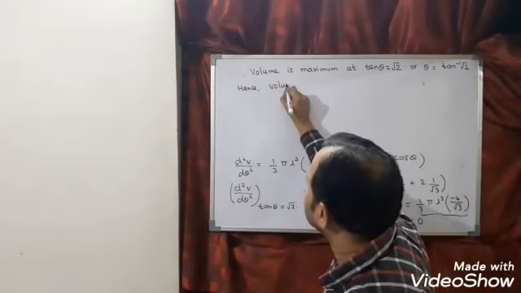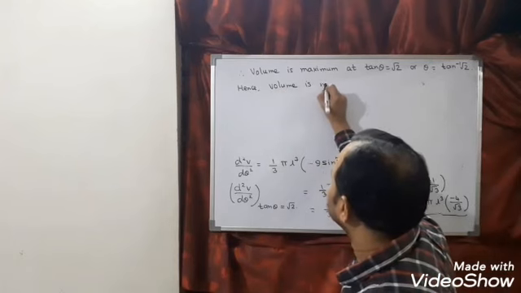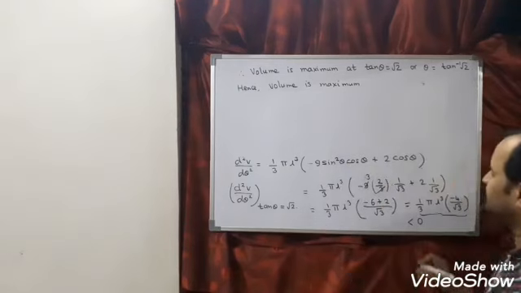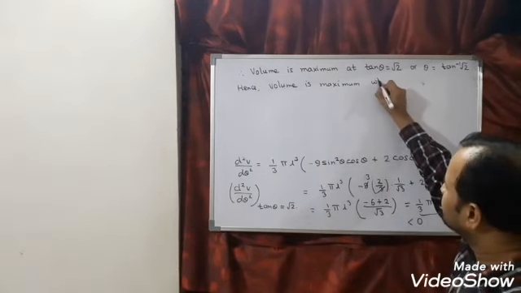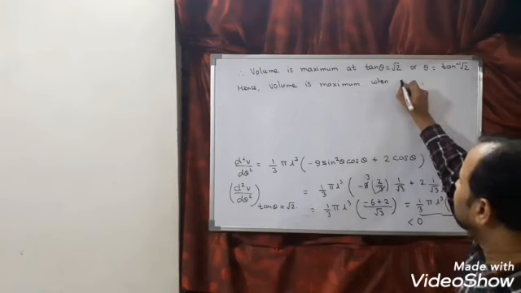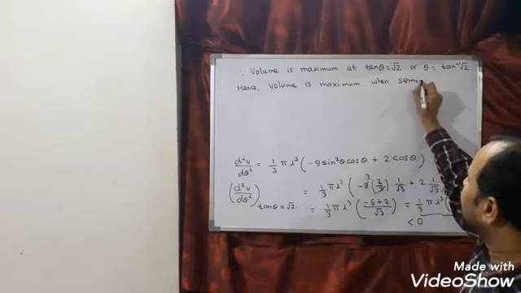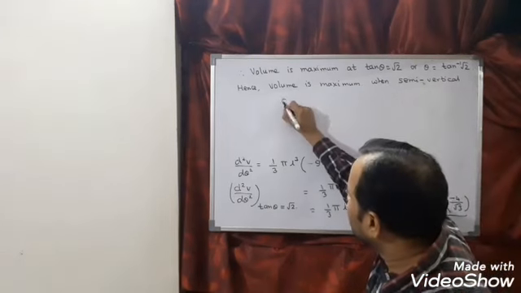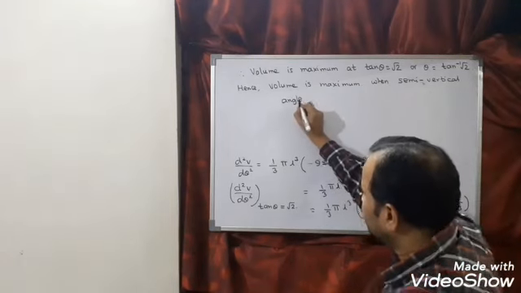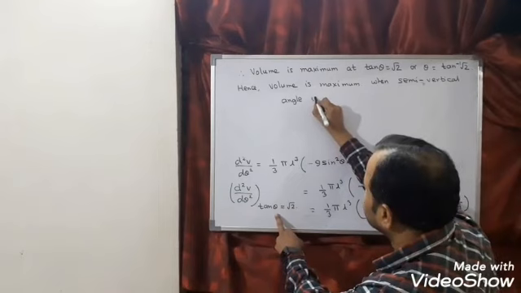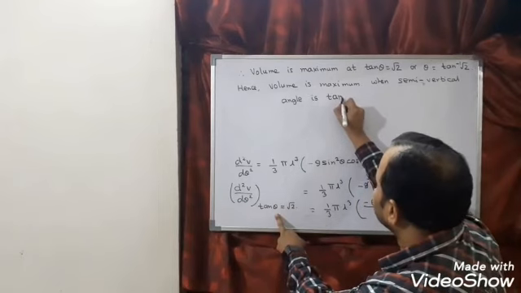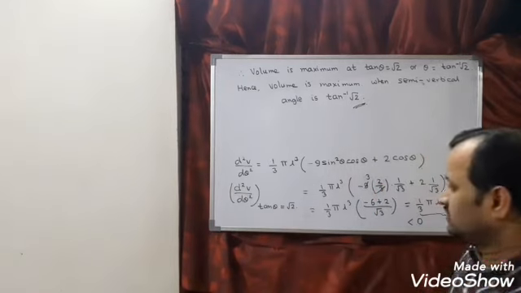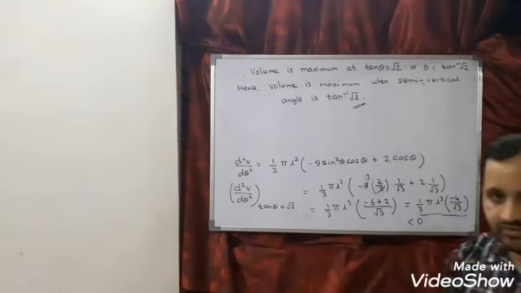So finally I can say hence volume is maximum when the semi-vertical angle, that means theta, is tan inverse of root 2. So this is the required solution.